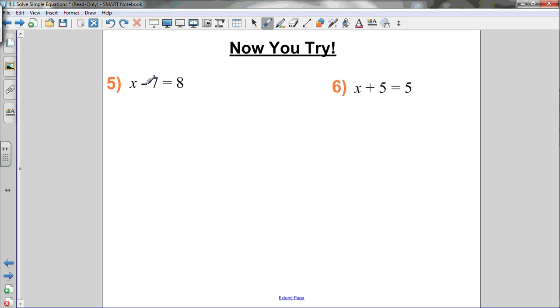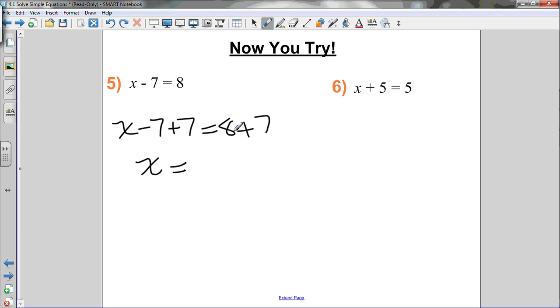So I have x minus 7 equals 8. To get rid of this minus 7, I do the opposite of minusing 7, and that's adding 7. So x minus 7, I'm going to add 7 to get rid of that. And equals 8 plus 7. Negative 7 plus 7 is 0, so that's gone.